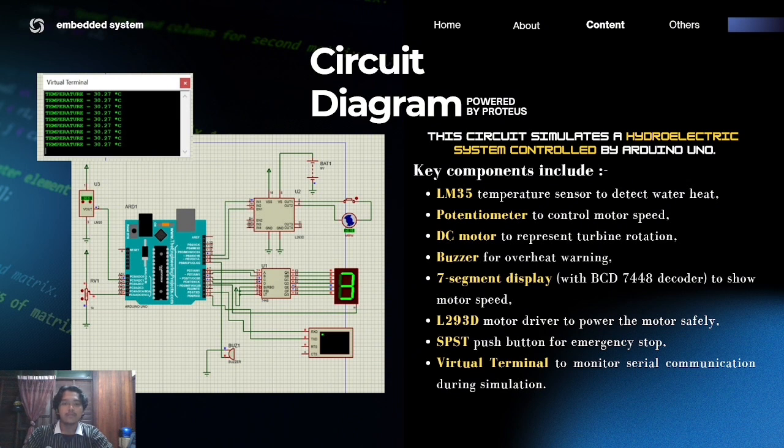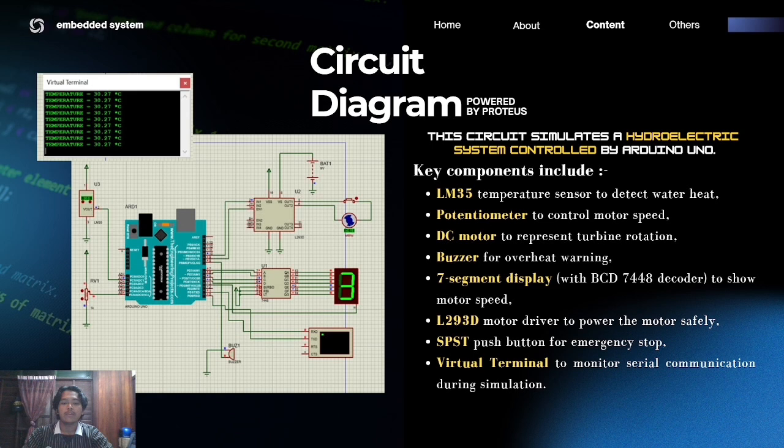For the next part, I will explain simply but understandably the components that we use in this assignment. First, the LM35, which is the temperature sensor to detect the water heat. The second one is the potentiometer, which is to control the motor speed. The third one is the DC motor, which is to represent turbine rotation.